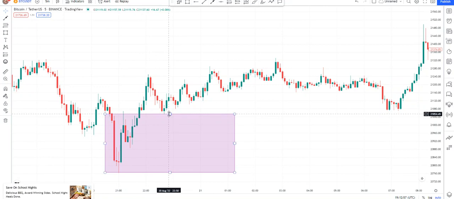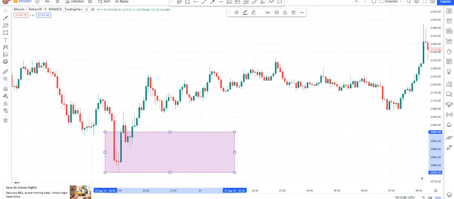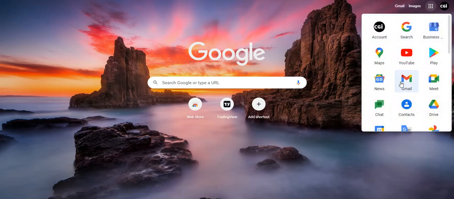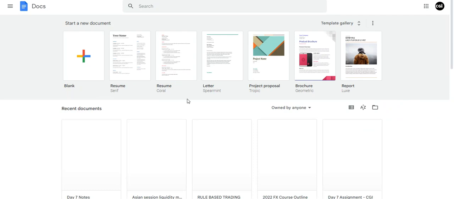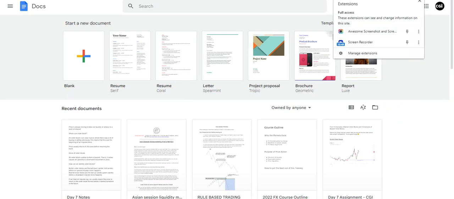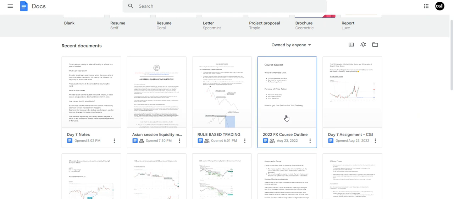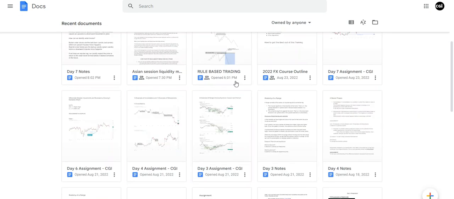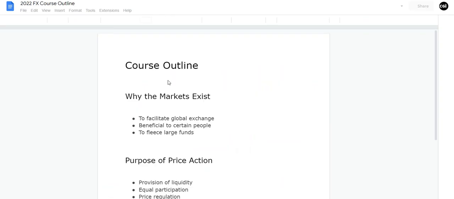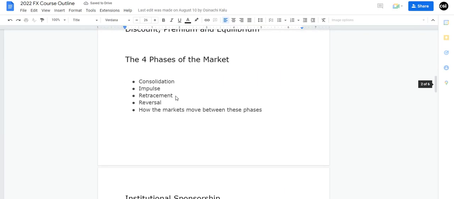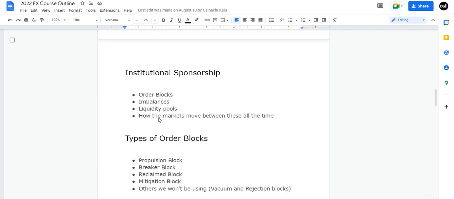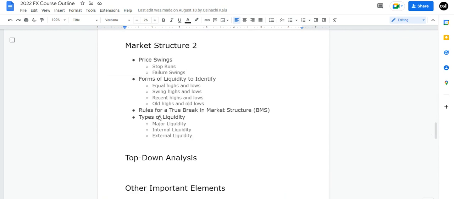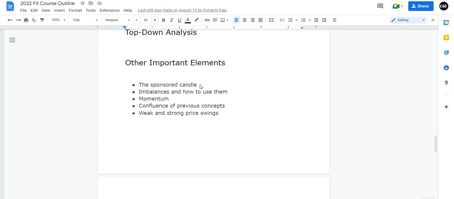in today's class. So in today's class, we are going to talk about the sponsored candle. Let me go to our course outline. We're going to talk about the sponsored candle, even though I'm supposed to treat this topic at a later date, but I'm going to bring it today so that we can all understand which order block you should select. It's not just any order block that you pick. You pick specific ones.